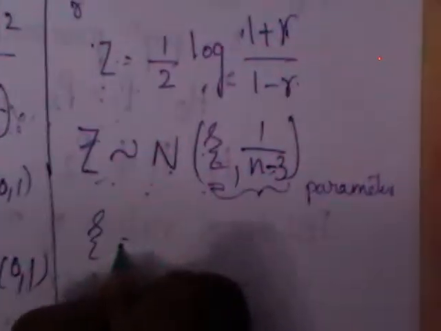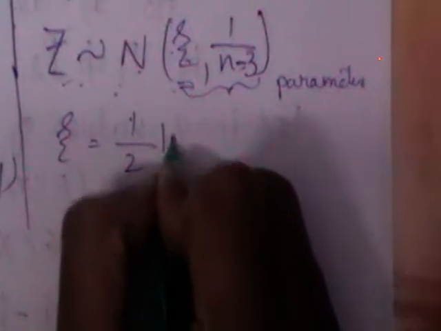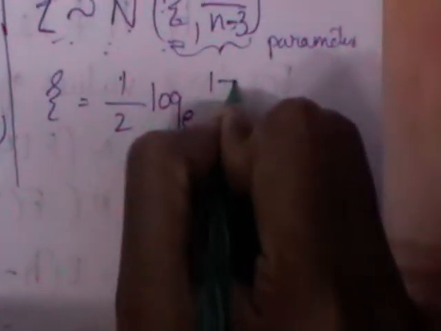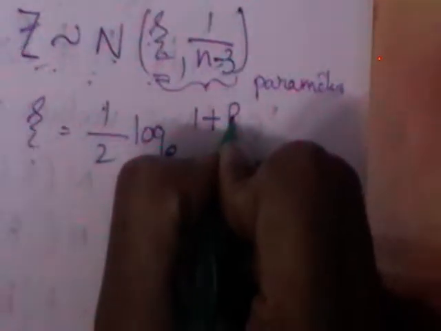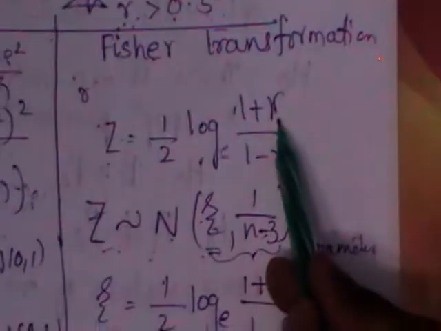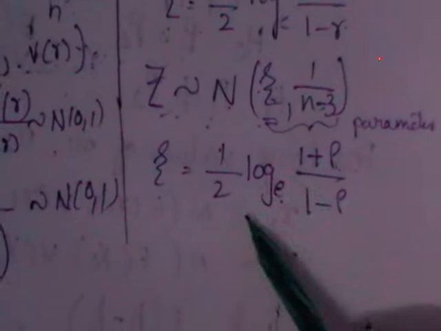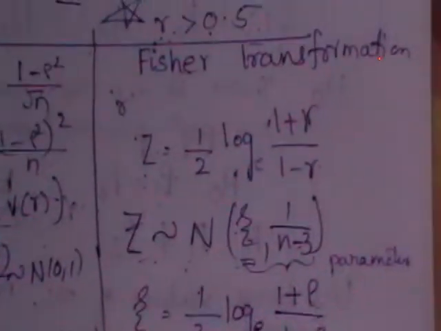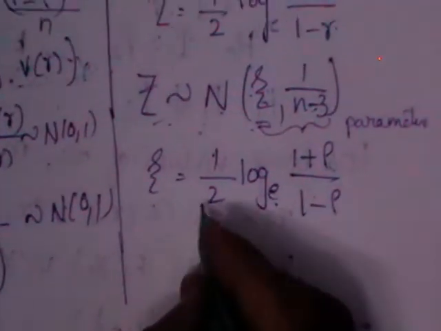So this zeta is nothing but 1 by 2 log e. What are parameters? They should include the population constants. What do you indicate the population correlation coefficient with? Rho. The same transformation, but it is now a transformation on rho. Zeta is a parameter. A parameter should include rho but not r. So here zeta is 1 by 2 log e of (1 plus rho) by (1 minus rho).